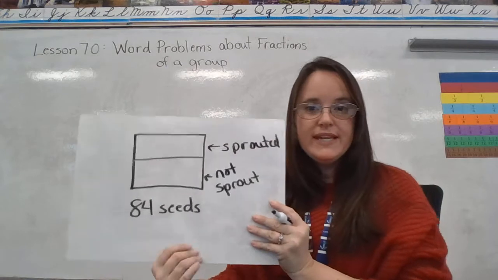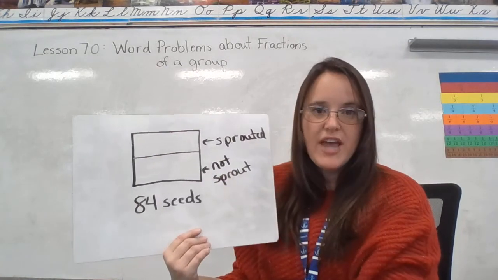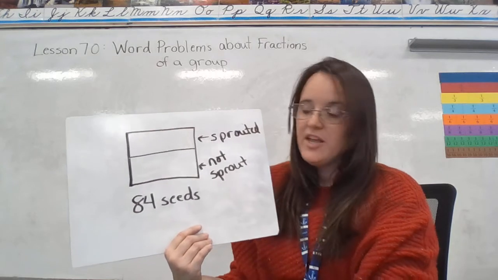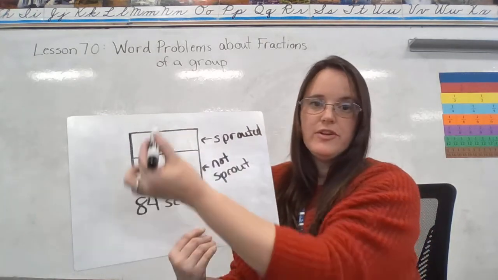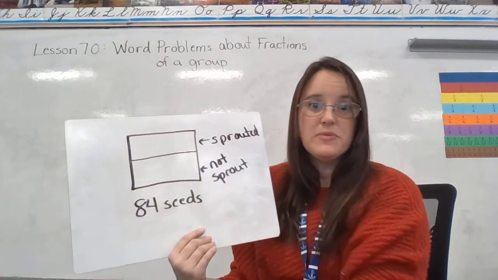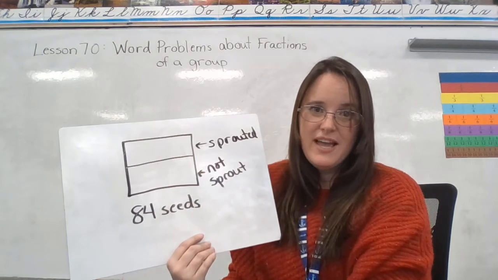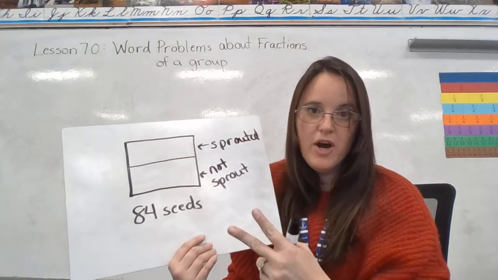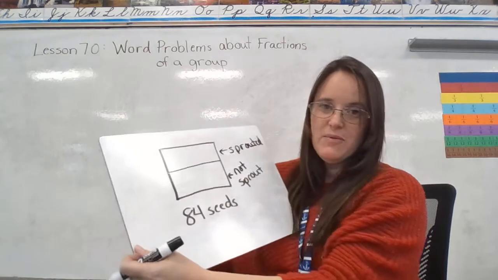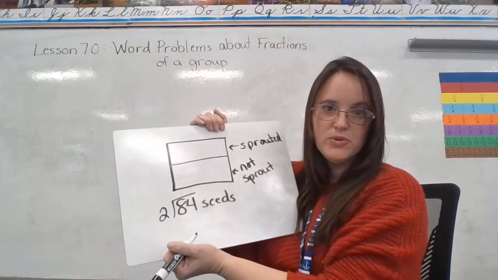So then what we need to figure out is how many do we put in each half of our diagram. So if we had 84, we're basically going one for you, one for you, one for you, one for you, till we get 84 seeds. Now, that's going to take a really long time. I can see from my diagram that I have 2 equal parts. So really all I want to do is divide 84 by 2.